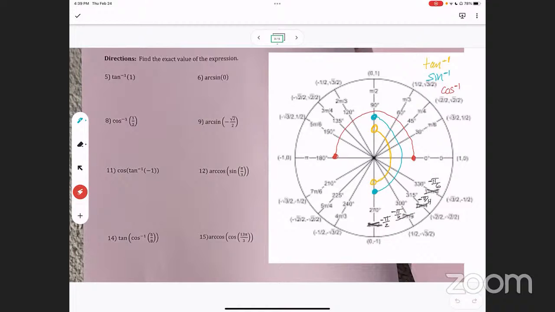If that made sense. Yeah, it does. Okay. So why am I saying that? Because now I can do these problems much more easily by looking at this picture.